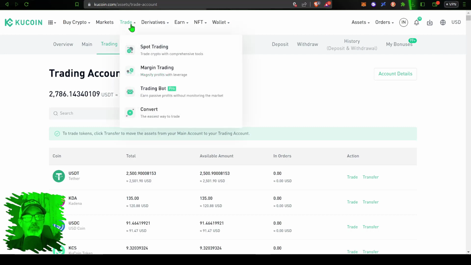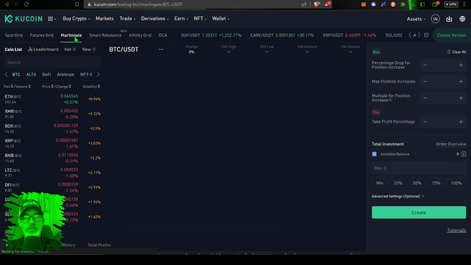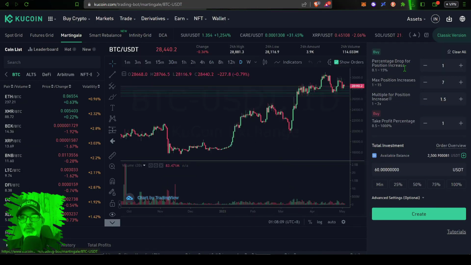And to do that, I would just come over here to the Trade tab, scroll down to Trading Bot, give that a click. And that will bring you over here to the KuCoin Trading Bot dashboard. You can see there's a variety of different trading bots to choose from. You have your spot grid bot, futures grid bot, and what we're actually interested in today is the martingale, so I can give that a click. That will bring up the dashboard for the martingale parameters that you need to set up.